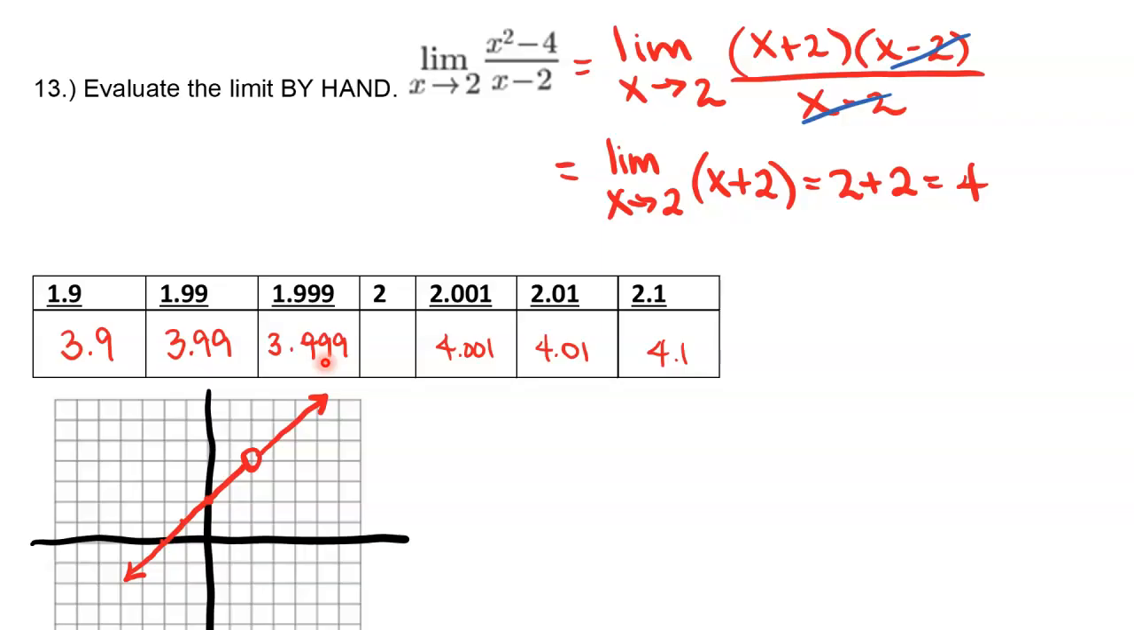So I just need to be able to see that it was 3.9, 3.99, 3.999. The next one would be 3.9999, so that we can see we're getting closer and closer to 4 from the left-hand side. From the right-hand side, 4.1, 4.01, 4.001, we would anticipate the next one to be 4.0001. Again, from the right-hand side, that limit appears to be approaching 4. So what we got on our table backs up what we got algebraically, all right?